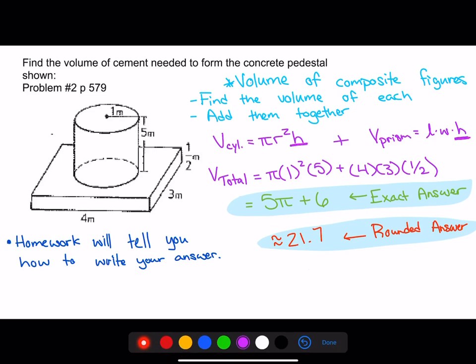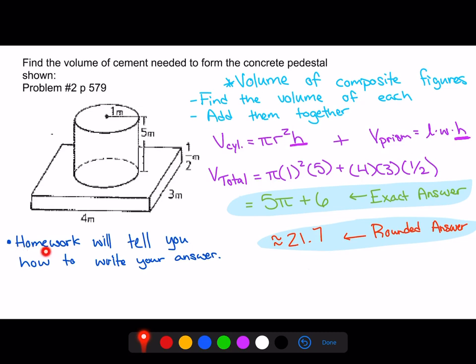They're both different numbers. From there, for our rectangular prism down here, our length is 4, our width is 3, and our height is 1/2. So from there, we just multiply that out. 1 squared gives me 1. 1 times 5 is 5, and 5 times pi is 5 pi. 4 times 3 is 12, times 1/2 is 6. So we have 5 pi plus 6 as an exact answer, and then if it said round to the nearest tenth, 21.7 is our rounded answer.